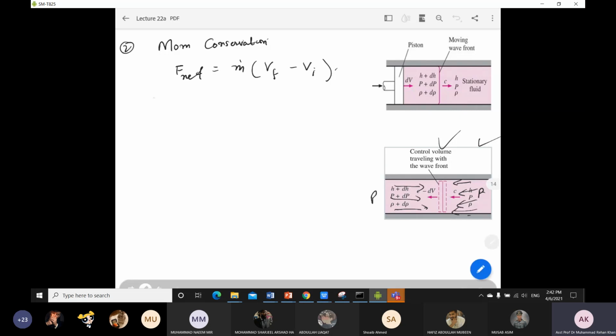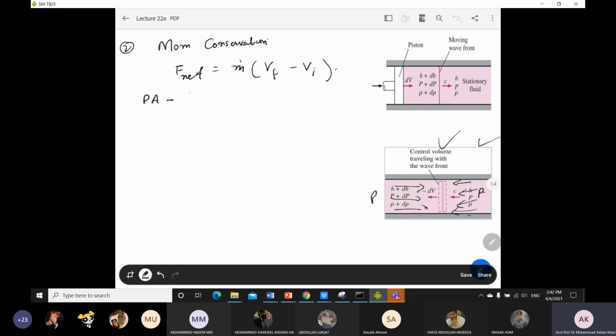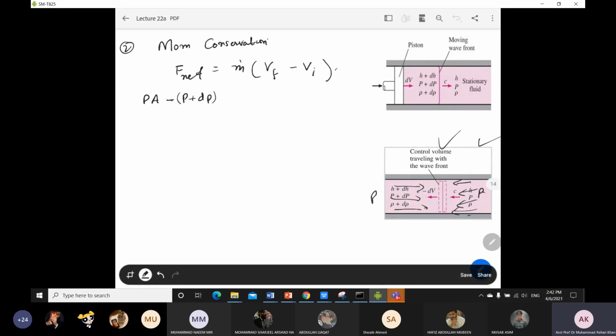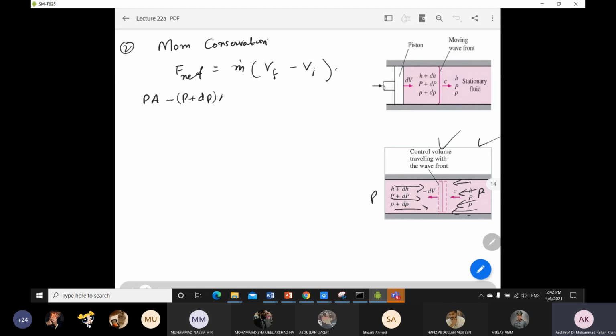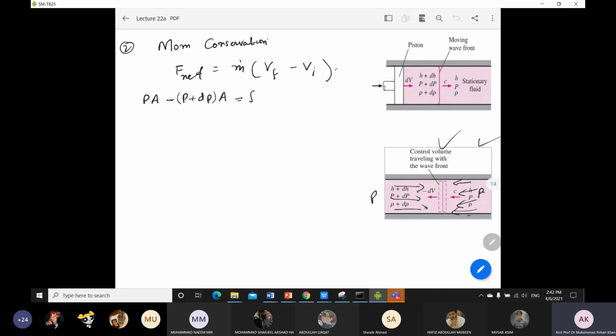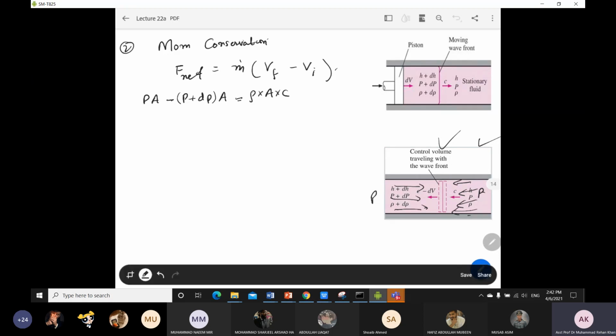So F net, the initial force is P into area, and then the final is P plus dP. Because we already said that after compression the pressure becomes P plus dP and the area will be C. So this is the F net which is acting on the control volume, and then the mass flow is rho into area into C, which is the speed of sound, because the wave is traveling with the speed of sound over there.